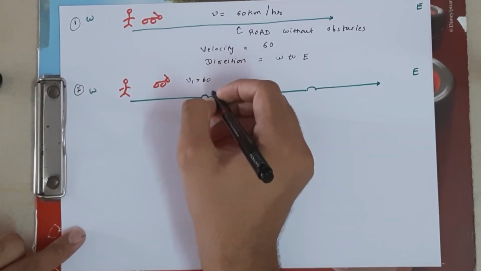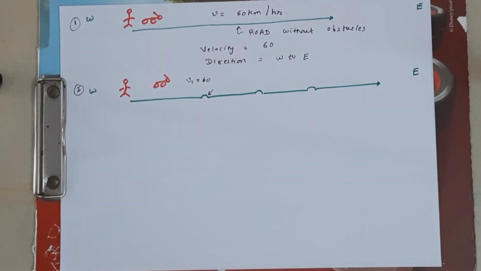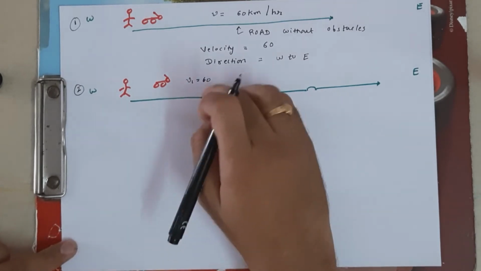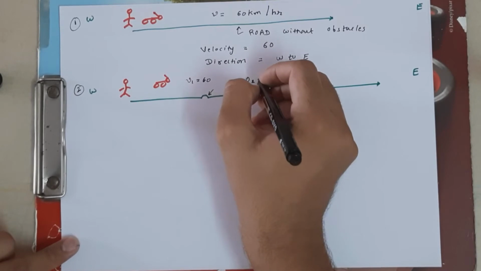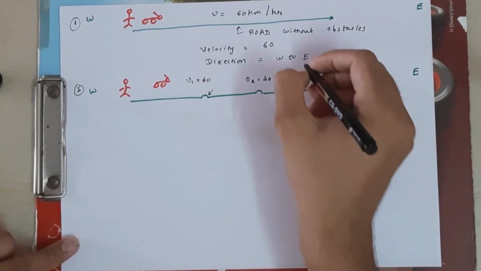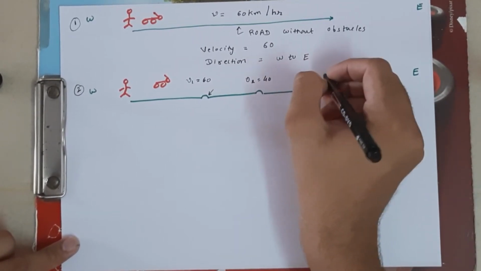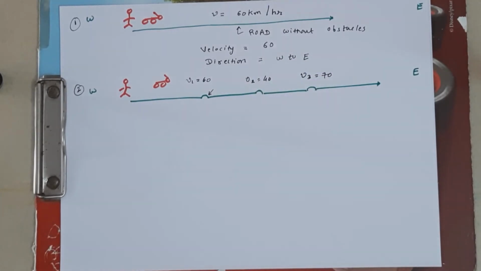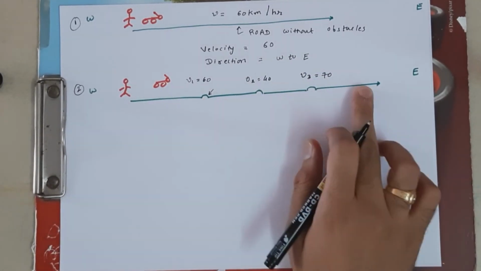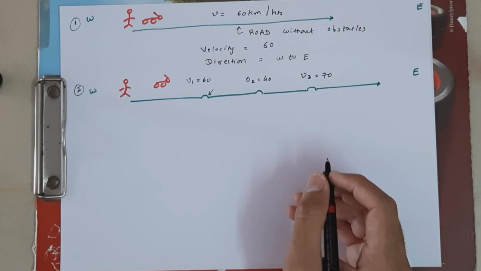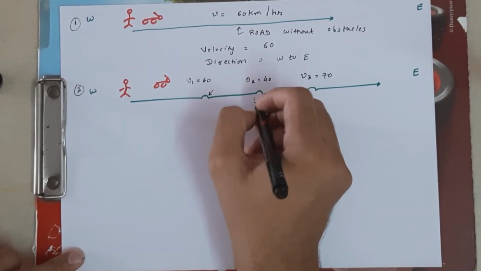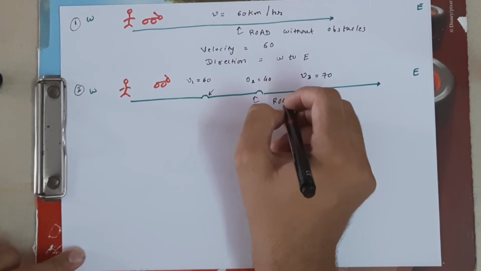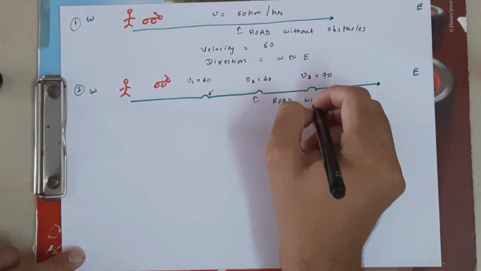When this bump occurs, the velocity is reduced, and after the bump the velocity is increased again. So at some instant the velocity is 40, at some instant the velocity is 70. That means the direction is constant but the velocity varies. The velocity varies because here we have to assume the road is with obstacles.